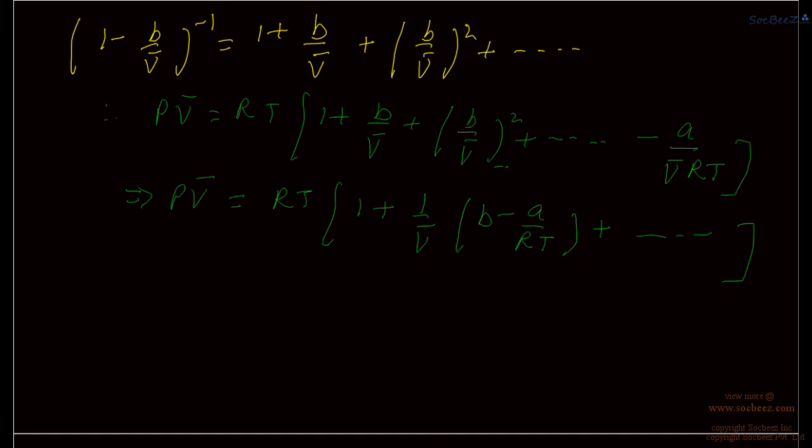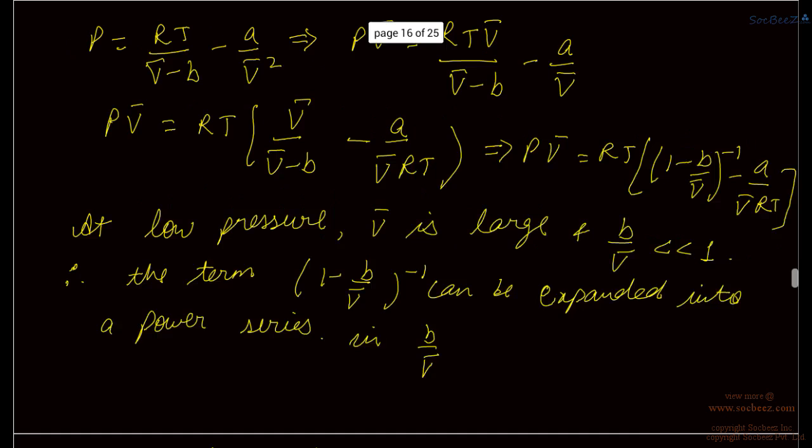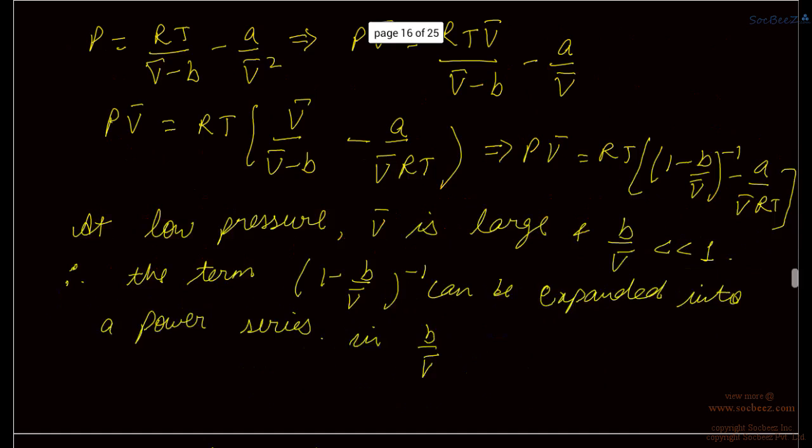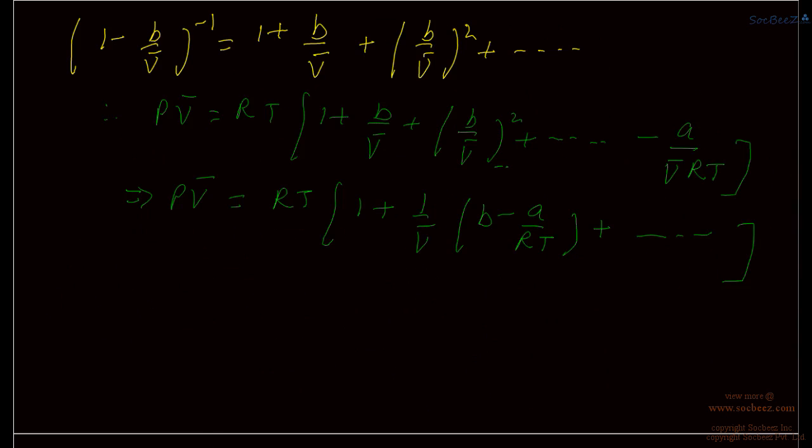So from here, now we have got the value of PV bar equals RT 1 plus 1 upon V bar B minus A upon RT plus, and now if we compare that expression that we have got with the expression that is given in the question, the value of B comes out to be B minus A upon RT. This was the answer. A and B are the van der Waals coefficients of that particular gas, and B equals B minus A upon RT.